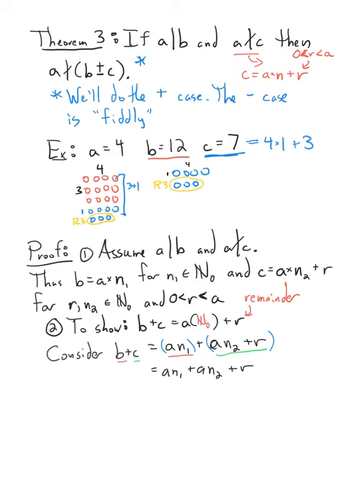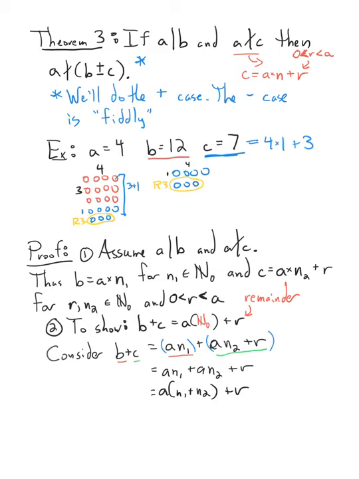Okay? And again, just like before, I just need to factor out that A, and that's kind of glomming these guys together. So let's do that. This is A times n1 plus n2 plus R, and we've done it. A times some whole number plus that remainder that doesn't go away. That is just stuck around.